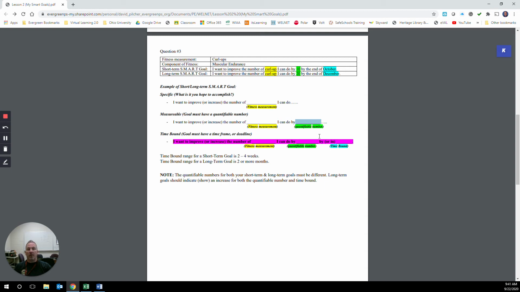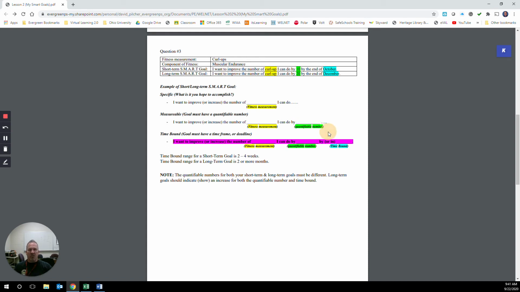I want to improve the number of curl-ups I can do by 30, 40, 50, whatever that number is. Maybe I have a goal in mind. Maybe I want to be able to do a total of 100 push-ups or curl-ups. And let's say I got 50 curl-ups on my test. That means that I'm going to do 50 more in order to get to 100. Okay, so again, increasing or improving by a specific number.